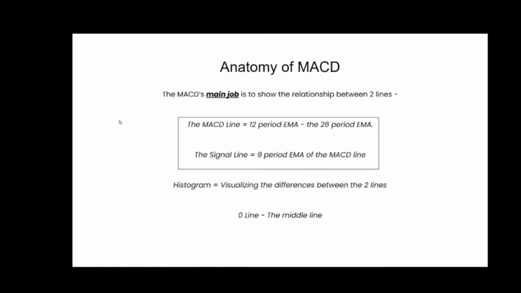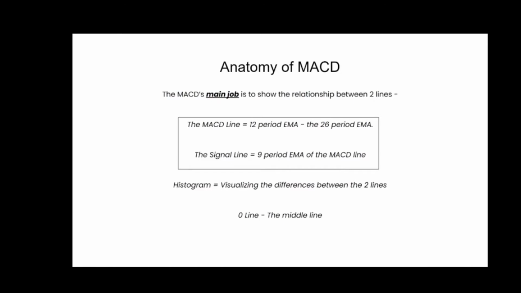This is what I wanted to get into next, the anatomy of a MACD. As we said, what MACD does is it pretty much identifies momentum in trend shifts. So its main job is to show the relationship between two lines, right? And those two lines are the MACD line, which is the 12-period EMA minus the 26-period EMA, and the signal line, which is the 9-period EMA of that MACD line that I just said.